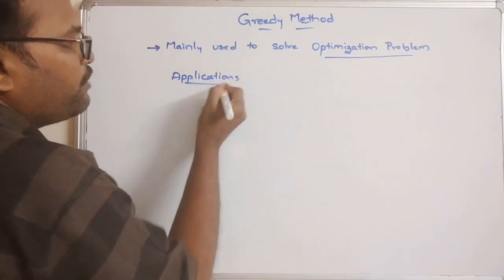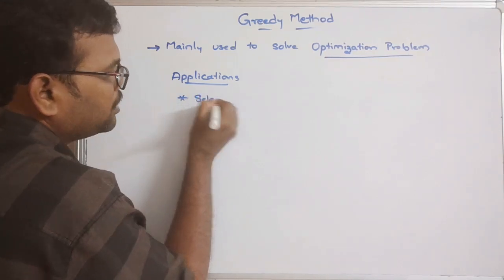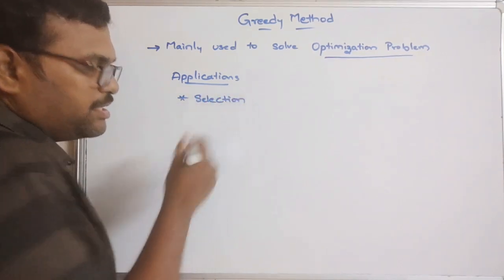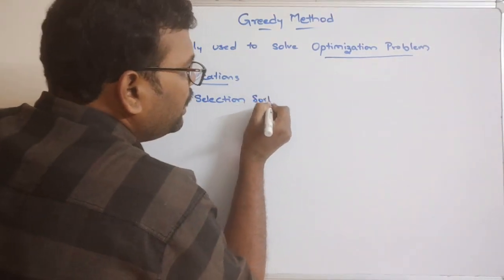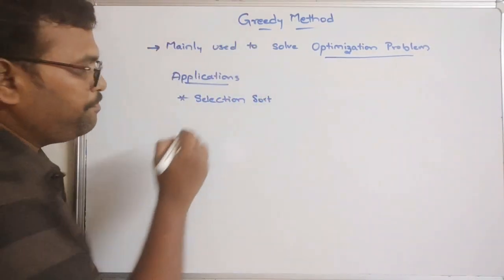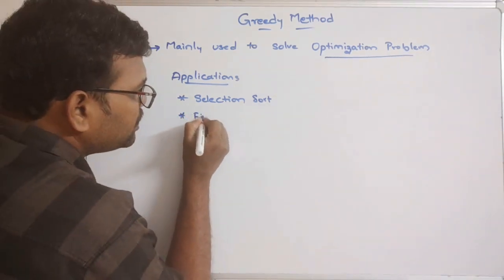A few applications where we are going to use this greedy method. The first one is selection sort. In order to arrange the elements in sorted order using the selection sort mechanism, we'll use this greedy method. And just now we have seen finding the shortest path.